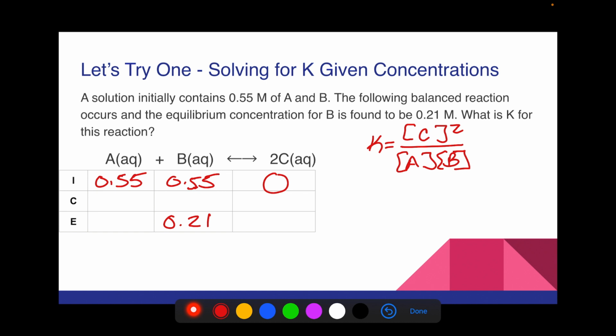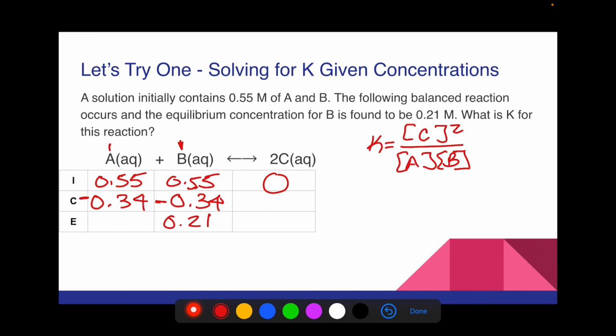So since we're given the initial B and the equilibrium B, we can find the difference. Subtracting, we find that B has decreased by 0.34 molar. Notice that both A and B are in a 1-to-1 ratio to one another. That means if B went down by 0.34 molar, A also went down by 0.34 molar.